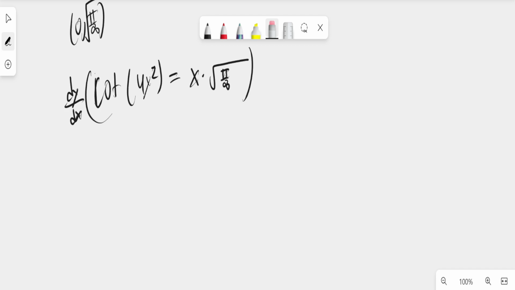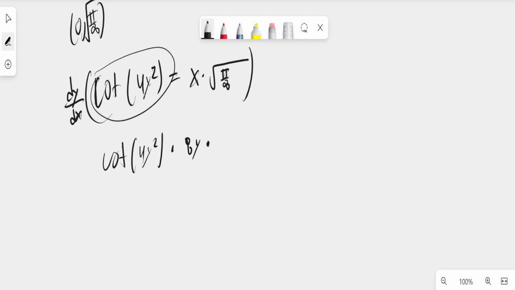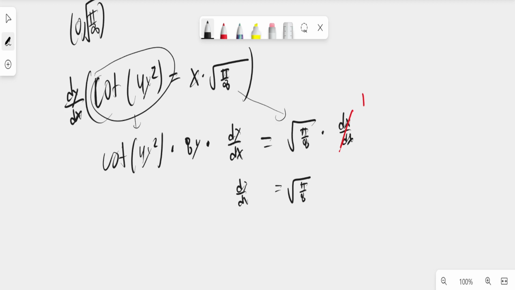For now, just use the chain rule like I showed you that one time: the derivative of the outside, cotangent 4y squared, times the derivative of the inside, 8y, times the derivative of the innermost, which is dy dx. And that's equal to square root of pi over 8 times dx dx. Okay, let's see what cancels out. So you get square root of pi over 8 is equal to dy dx times 8y.